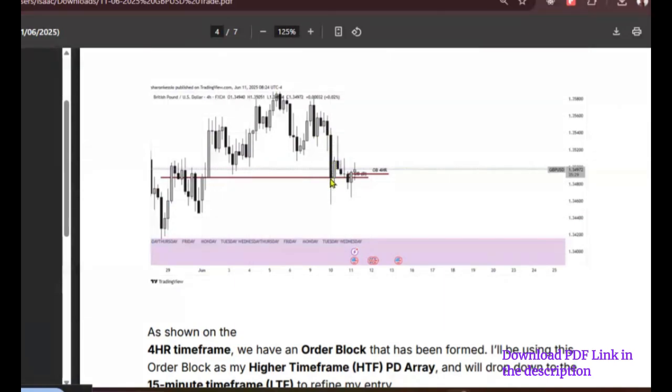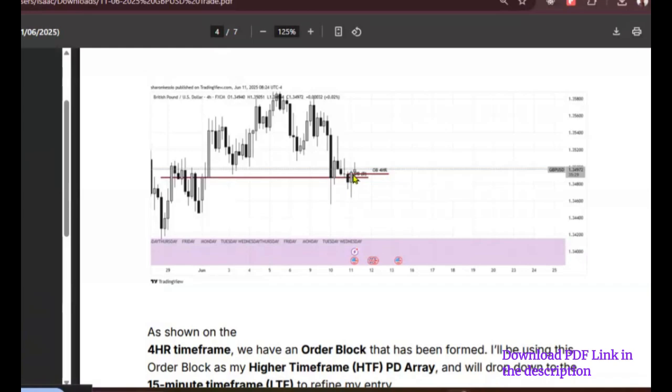So this is price tagging the 1 hour. We had that low, then we had this bullish move up. You can see this bullish candle here closed above this bearish candlestick. So what does this form? This forms an order block. So this is a bullish order block.